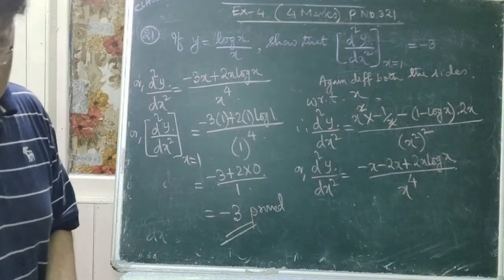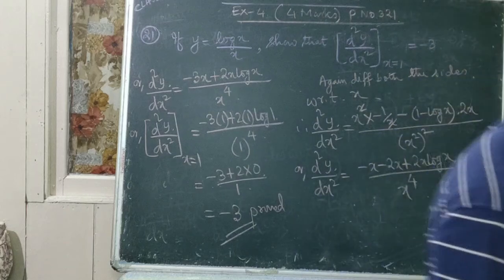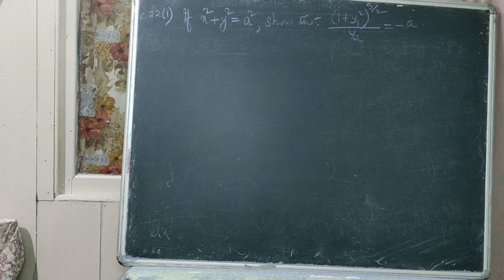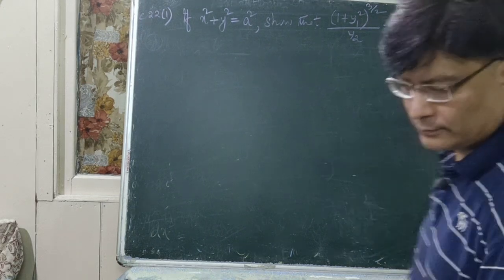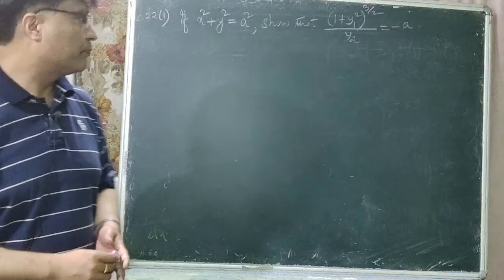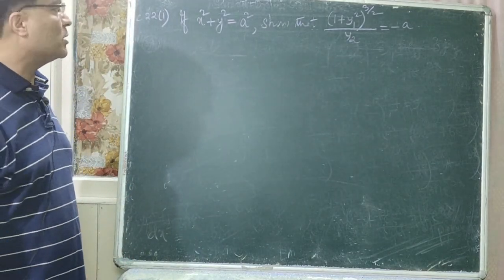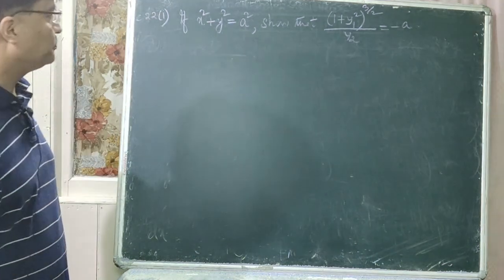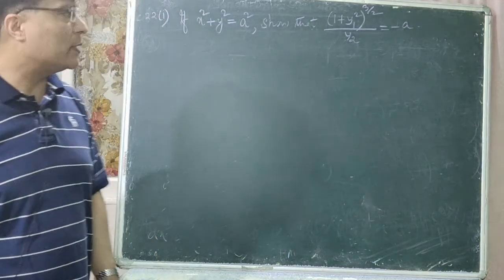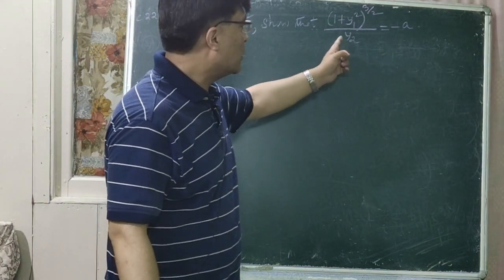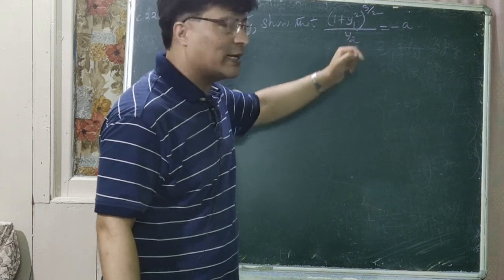So you can copy it. Now we'll do the next question now. So now we'll do the next question, that is 22 number 1. If x square plus y square is equal to a square, so that 1 plus y1 square whole to the power 3 by 2 divided by y2 is equal to minus a. So in this case also you have to find out y2 as well as y1.